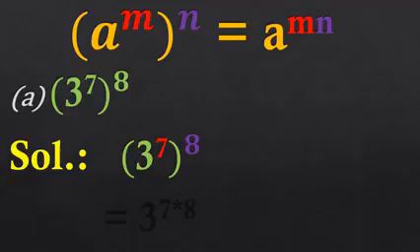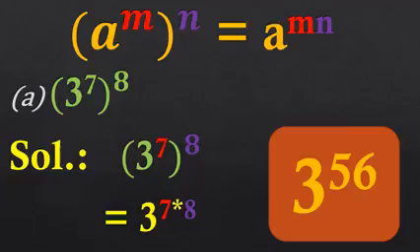So we have the base 3, then we will multiply the exponents. 7 times 8. 7 times 8 is equal to 56. Hence, 3 raised to 7 raised to 8 is equal to 3 raised to 56.